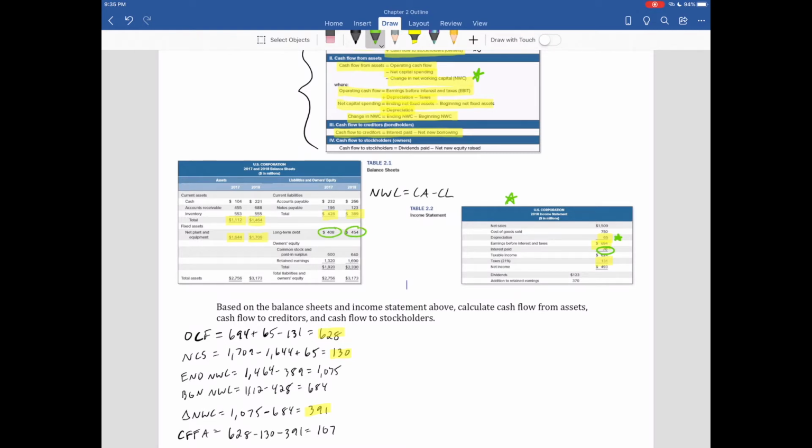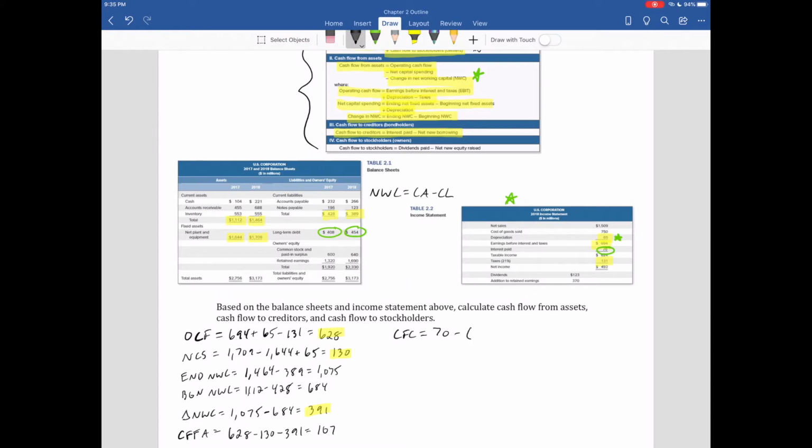You can obviously see that it went up from 408 to 454. So they did borrow more over this time period, and we want to know what the total cash flow was from their creditors. So what we do is we calculate cash flow to creditors, which, going back to the equation, is interest paid, which is 70 from the income statement, minus net new borrowing.